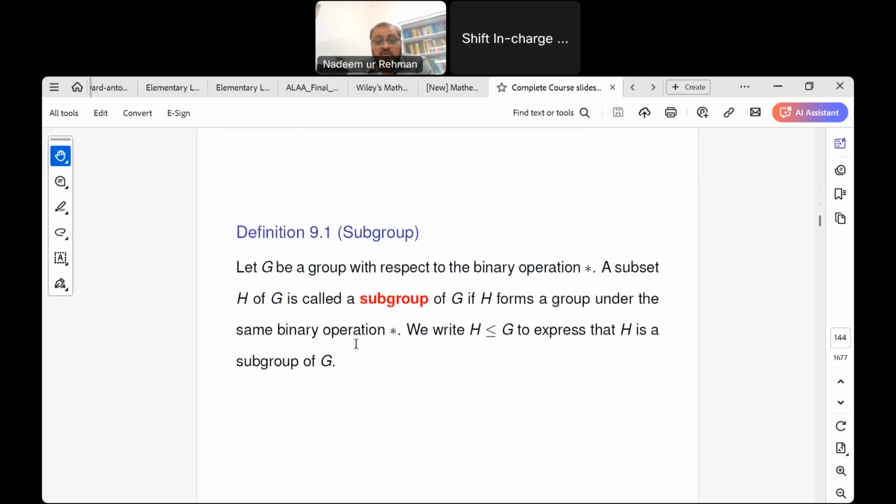Next week we move to subgroups. Let G be a group, and take a subset H of G. If H itself satisfies all the properties of a group, then H is called a subgroup of the group G.